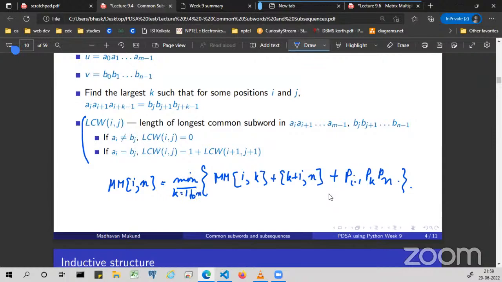Because while calling M(1, n), I am actually using the value of M(1, k). Now, why am I saying this is recursive? This is the notation of dynamic programming. So this is a 2D array. There is no recursion in it.